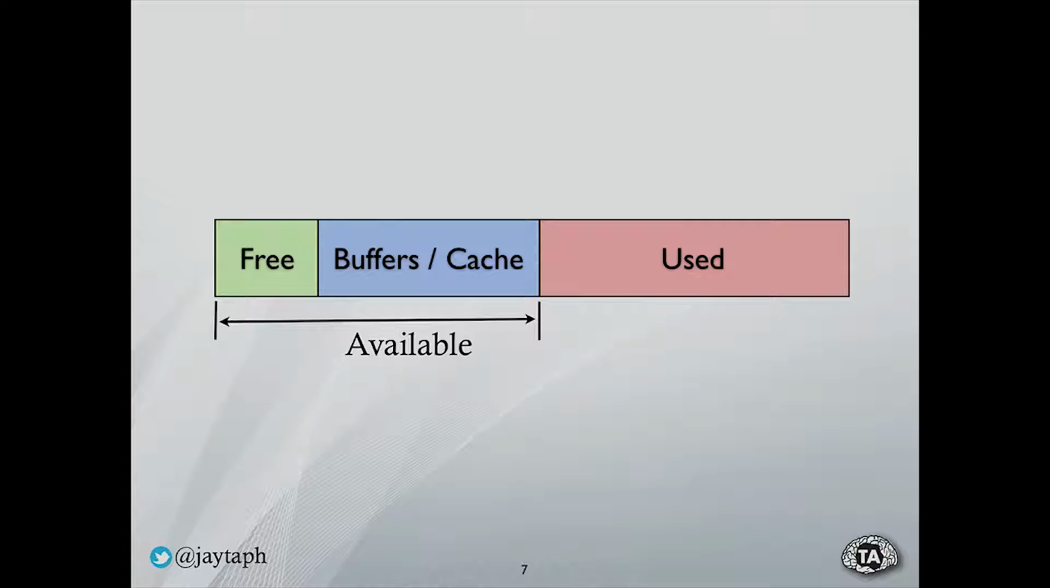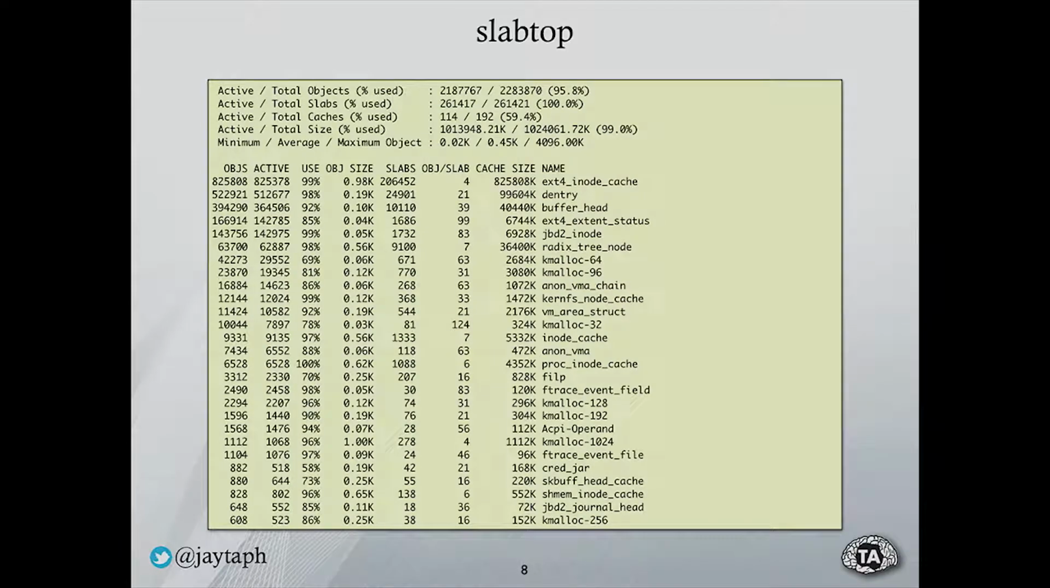So buffers and cache is a dynamic thing and it depends a bit on how much application memory you are using. So what's inside buffers and cache? This is something you can answer with a tool called slabtop. I don't know if you ever heard about it. Slabtop is a really cool application. You can see all kinds of information, what's inside.